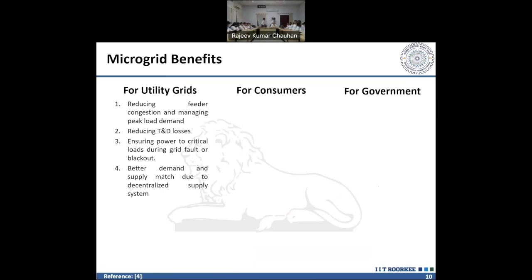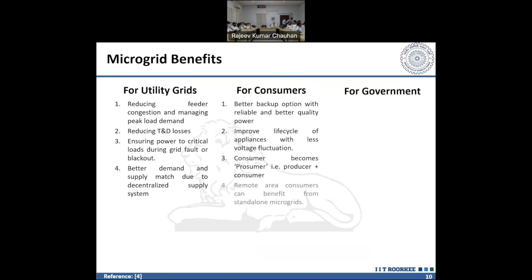From the consumer point of view, there is better backup for the power and an improved lifestyle, as 24-hour power is available. So naturally that directly affects the lifestyle. Consumers are becoming prosumers. This is another very important point here. So they are using the electricity as well as selling the electricity.